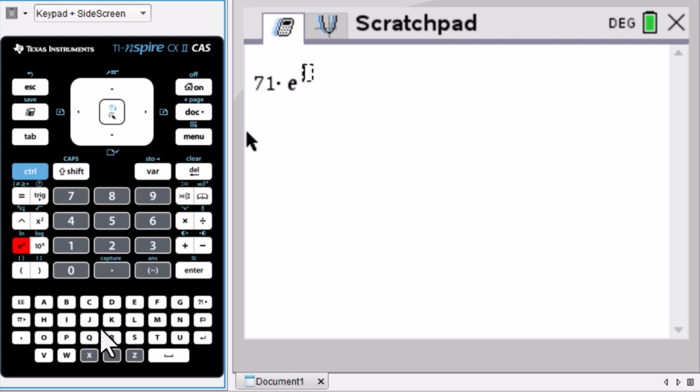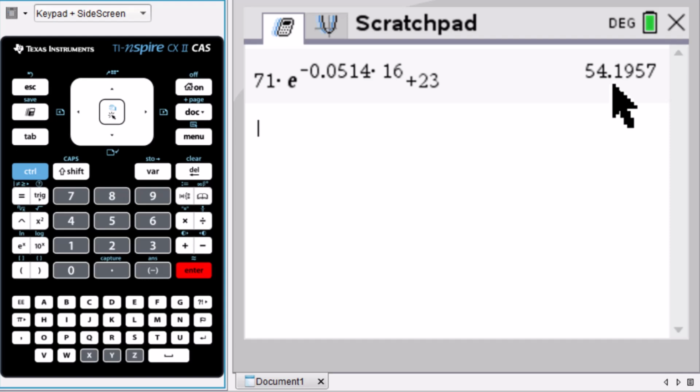Do not use the alphabet E. Negative 0.0514 times 16th power, then plus 23. Enter. 54.2 at the 3 sig figs. Or you write down the whole thing.